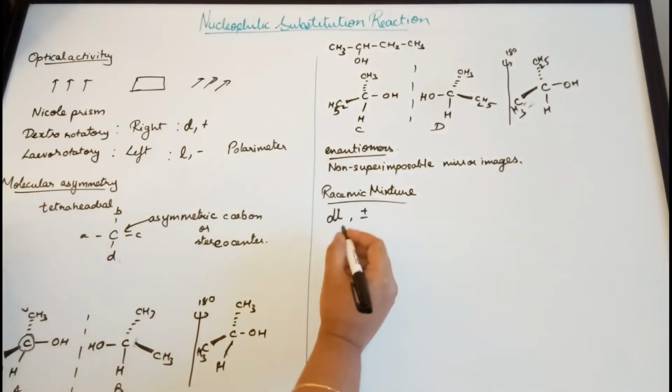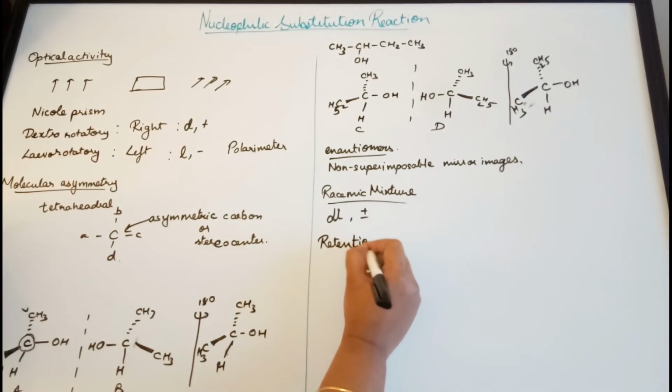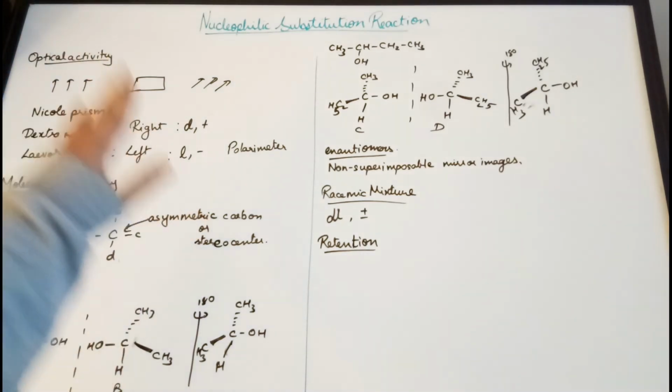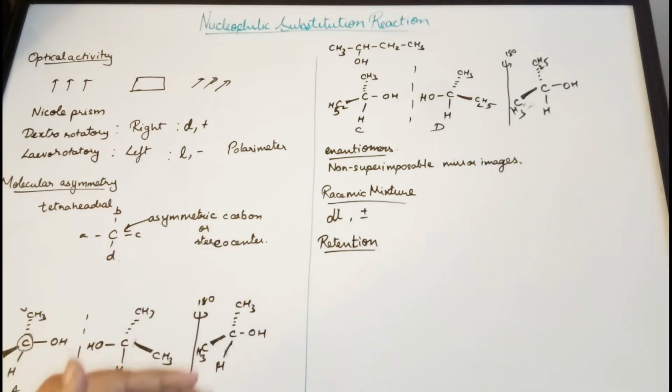The next term we are learning about is retention of configuration. Retention of configuration means that during the course of a chemical reaction, the configuration of the stereocenter is going to stay the same. Notice I'm only talking about configuration. It does not necessarily mean that the optical activity of the product will be the same as that of the reactant. It can be the same or different, but the configuration of the stereocenter is retained. Generally, this is observed when the reaction does not take place at the stereocenter.